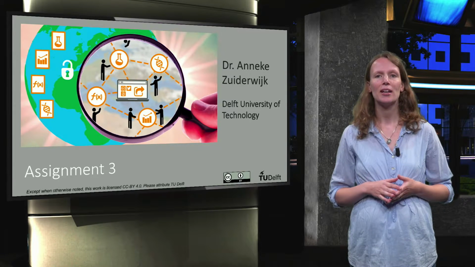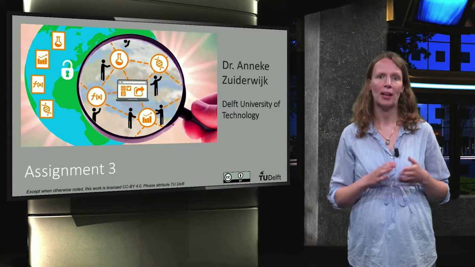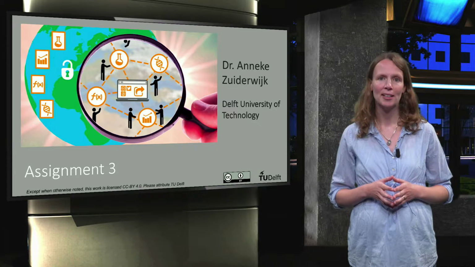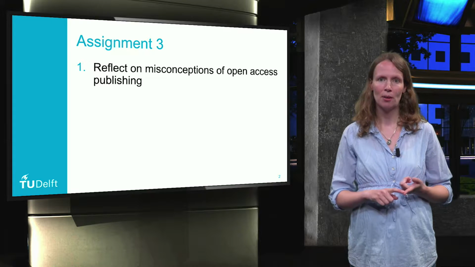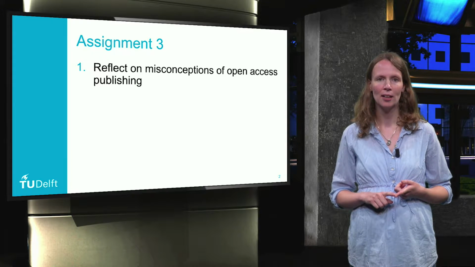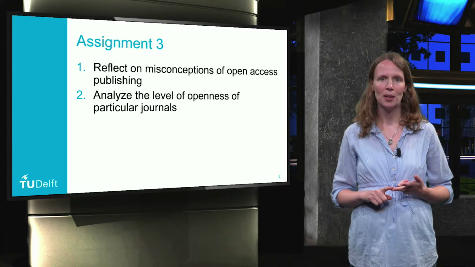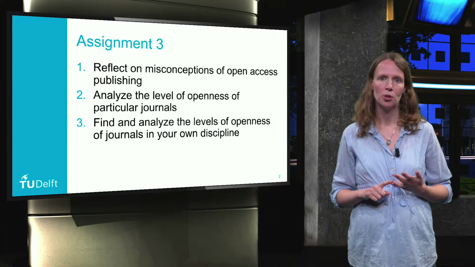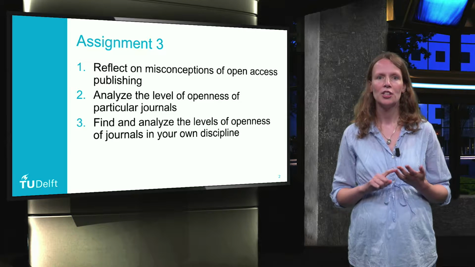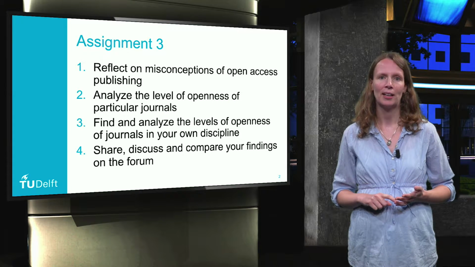In this video I will explain assignment 3, which is about analyzing and discussing open access journals. For assignment 3 of this course, you will reflect on misconceptions of open access publishing, analyze the levels of openness of particular journals, and find and analyze the levels of openness of journals in your discipline, share and discuss and compare your findings on the forum.